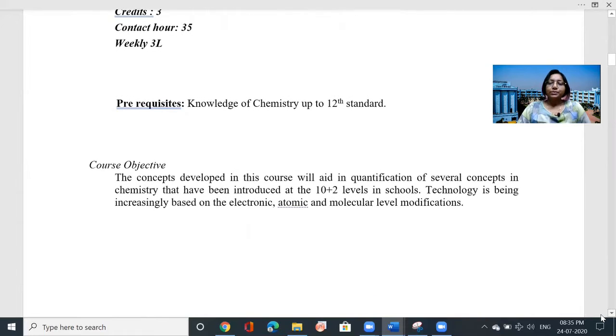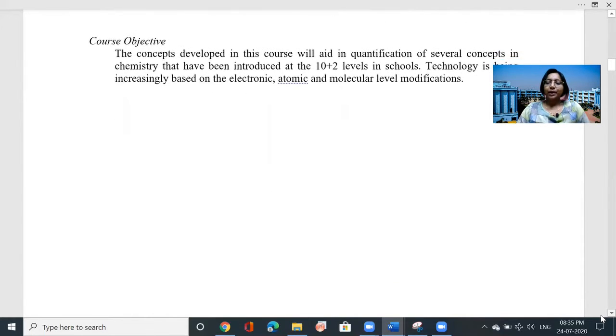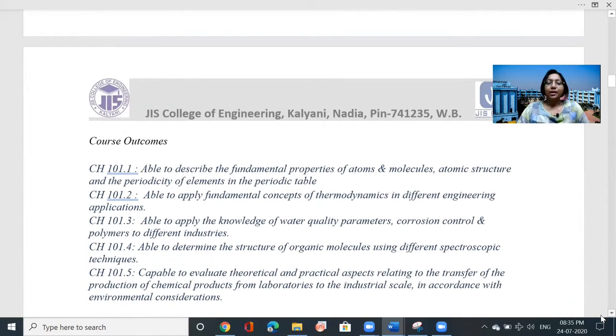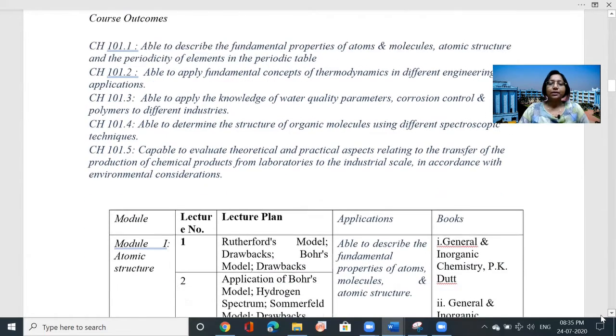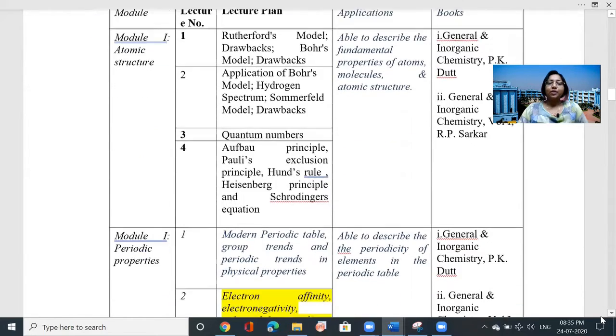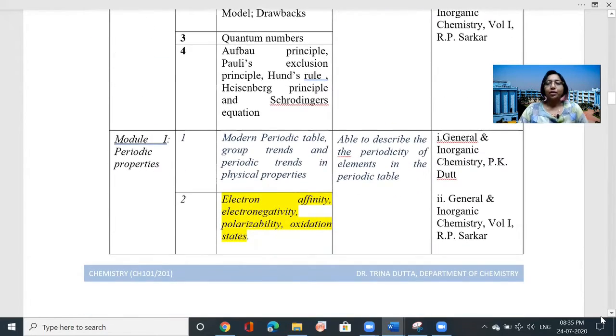In the course objective, the students will learn the several concepts of chemistry. In the outcome part for the periodic properties, students will learn the periodicity of the elements in the periodic table. Here the entire lesson plan is given so that you can understand which topics will be covered on which day. I have now started module 1, the periodic properties.